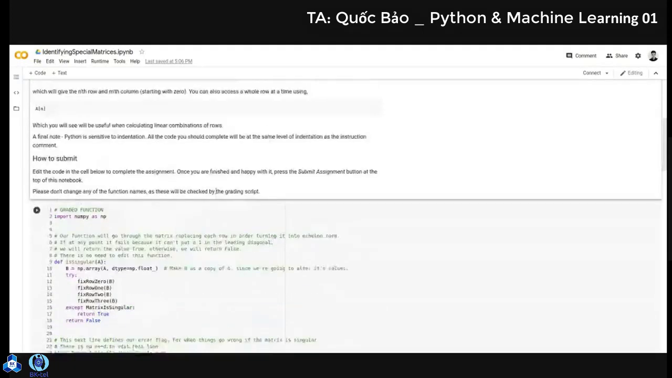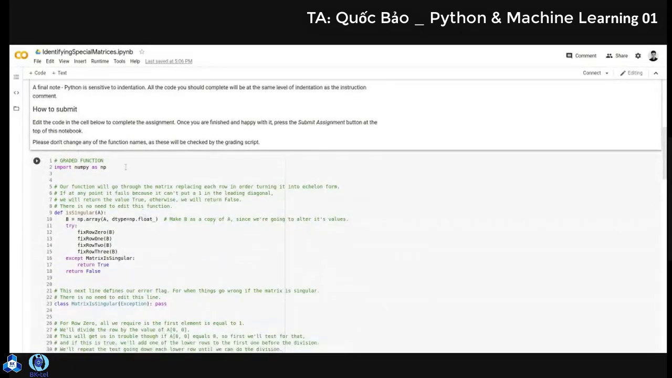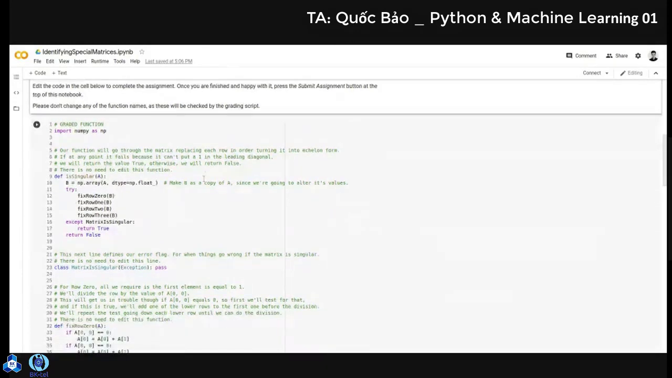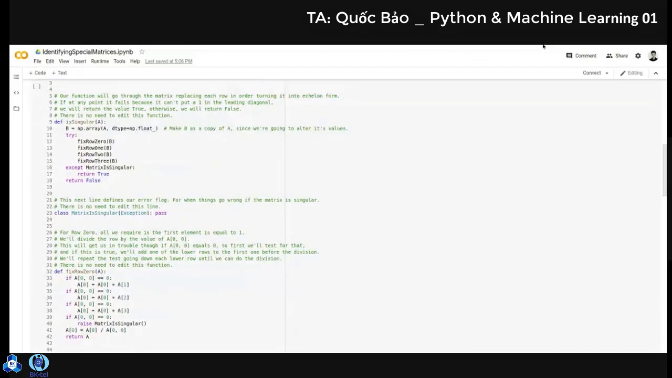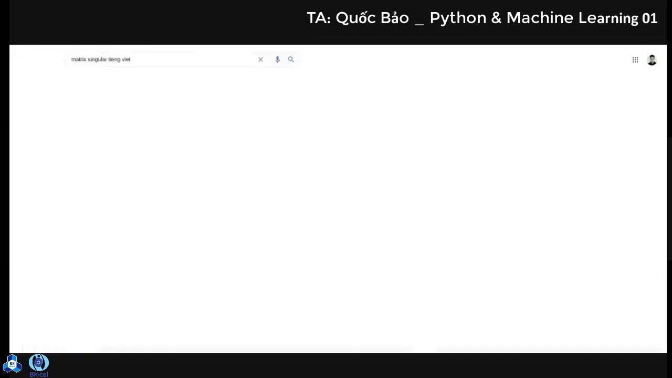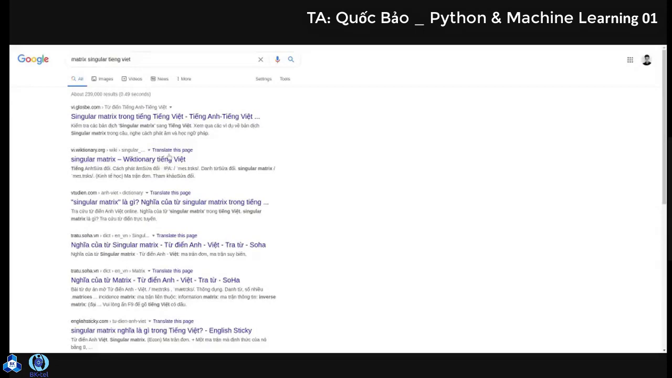Yêu cầu của bài tập này là kiểm tra xem một ma trận A có chiều 4x4 có phải là ma trận singular không. Tiếng Anh là singular. Ma trận đơn, ý là kiểm tra ma trận này có khả nghịch hay không.